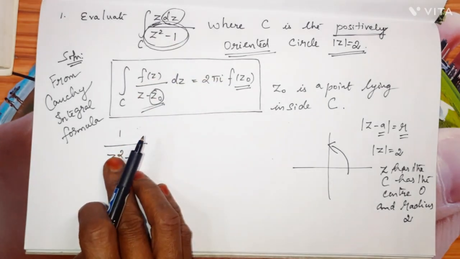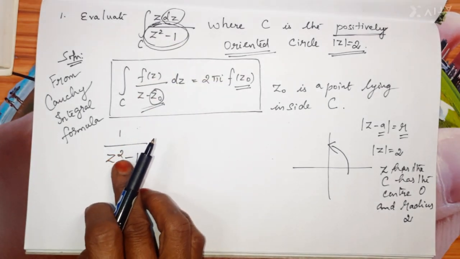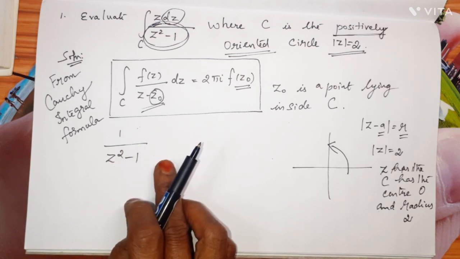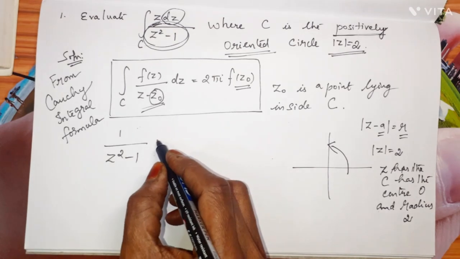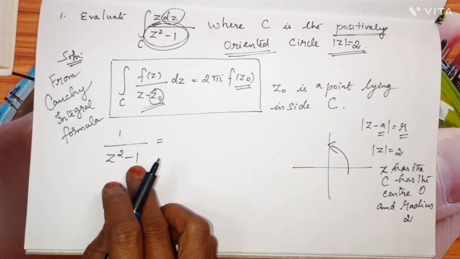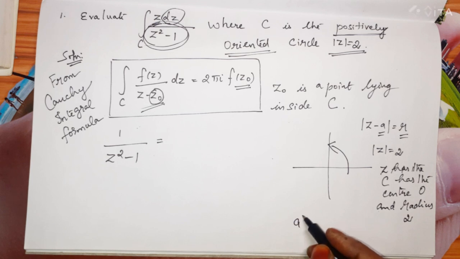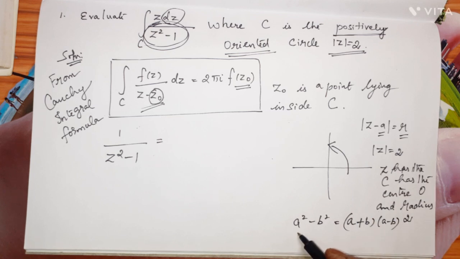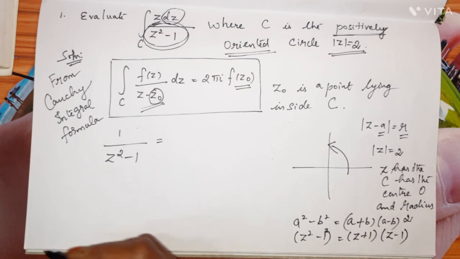Only we have to split this denominator into linear factors. So I have taken this separately, and using partial fractions we are going to split this into two fractions with linear factors. For that, first we have to split this. Tell me the factors for this. You know the formula for a squared minus b squared is equal to a plus b into a minus b. Here we have z squared minus 1 squared. So the first term we can take as z plus 1 and the other term is z minus 1.